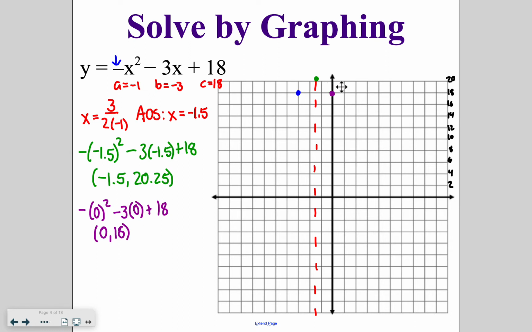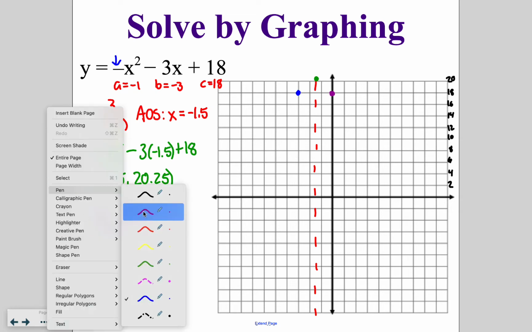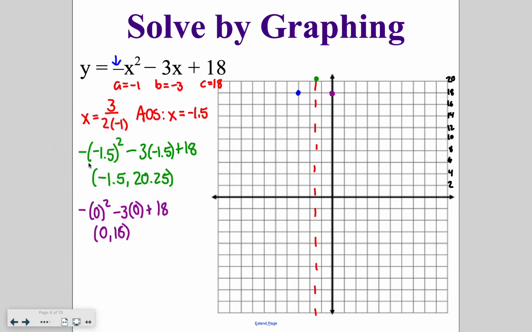I could go ahead and plug in 1. I'm going to give myself, once again, a little bit more space to work with. I'm going to go ahead and plug in 2 into the problem. So I've got negative, and then in parentheses, 2 squared minus 3 times 2 plus 18. And when I do that, I'm going to get a point of 2, 8. So I go 2 to the right and 2, 4, 6, 8 up.